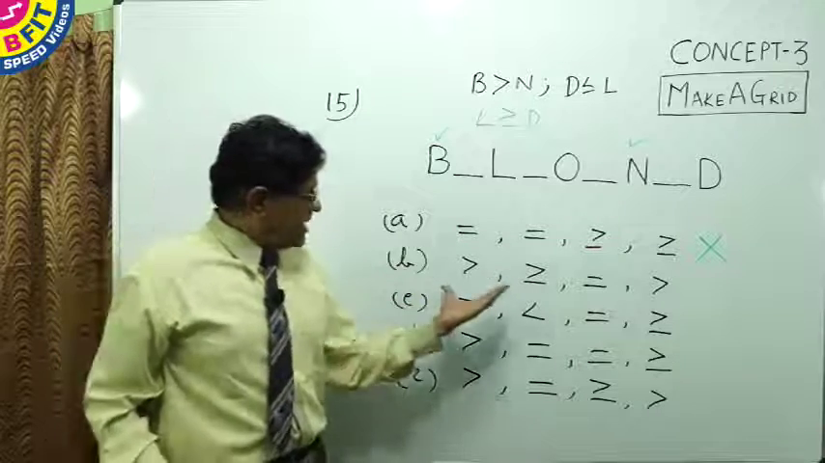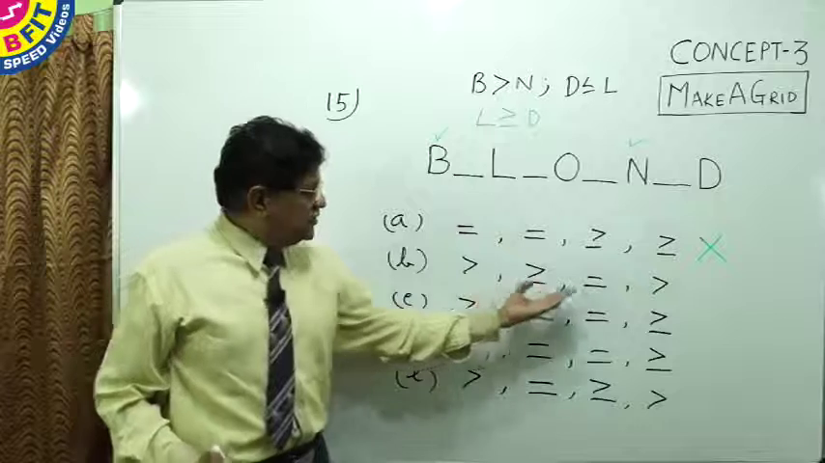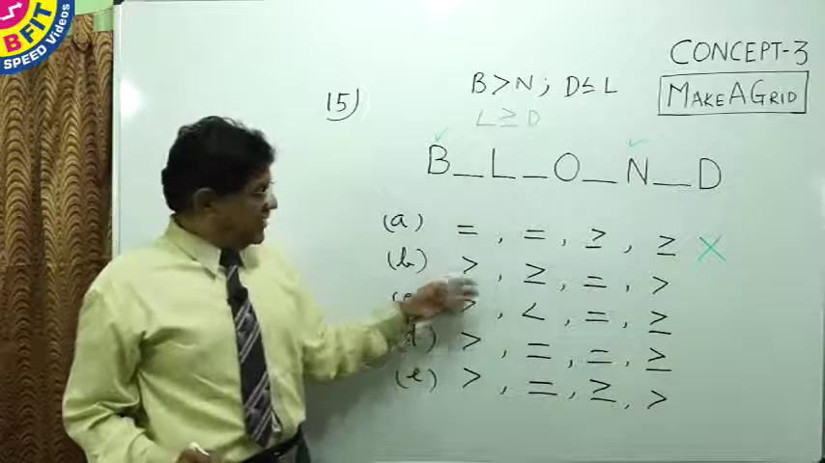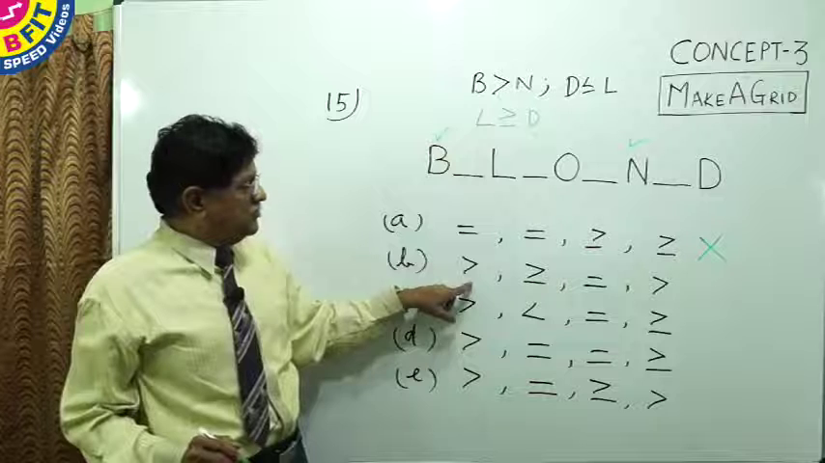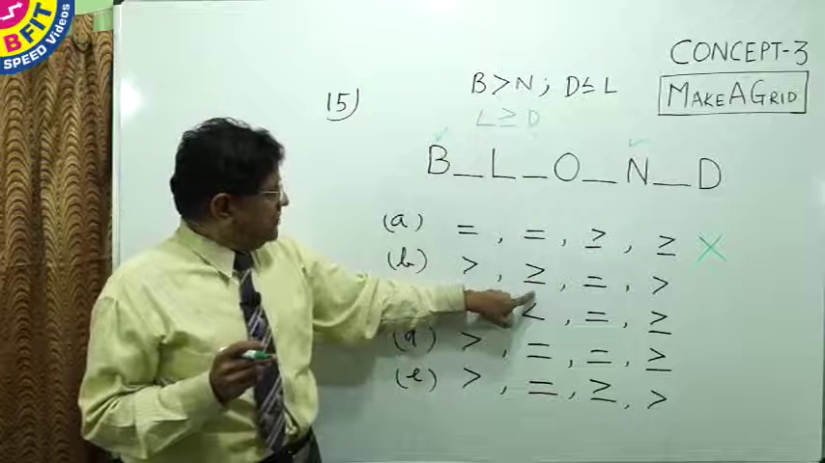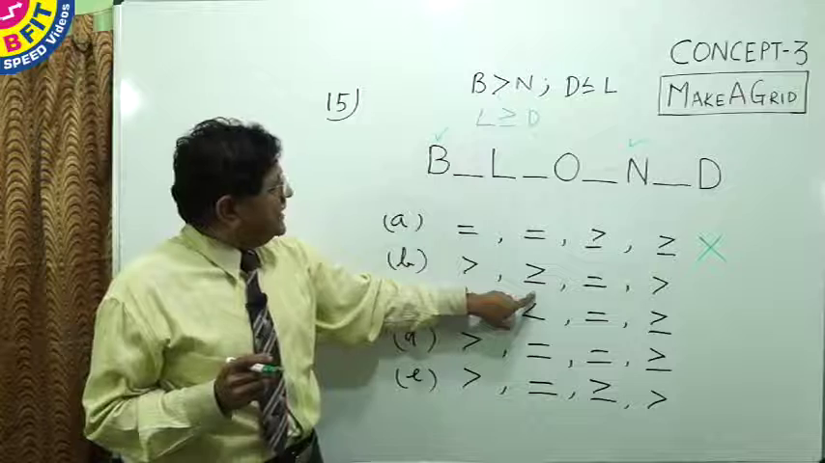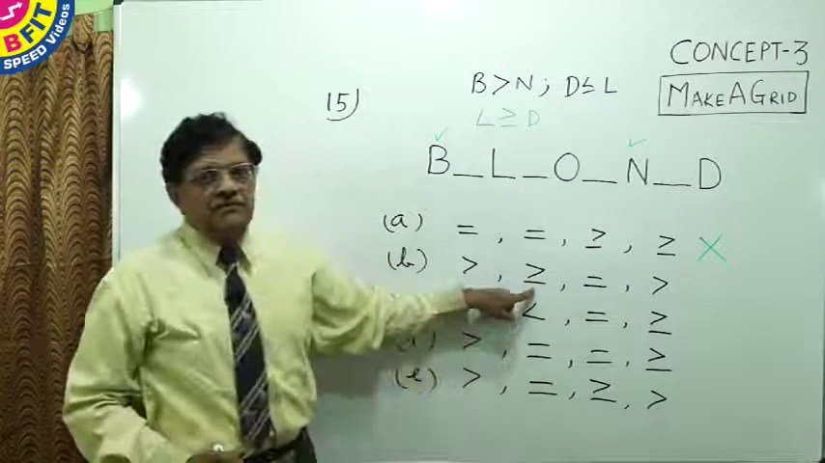Let us go to the next option, B. Greater than or equal to, is equal to has come. Therefore, greater than has come. B is greater than N. It can make it true. But for the second conclusion to be true, we should have greater than or is equal to. Greater than or is equal to is here.